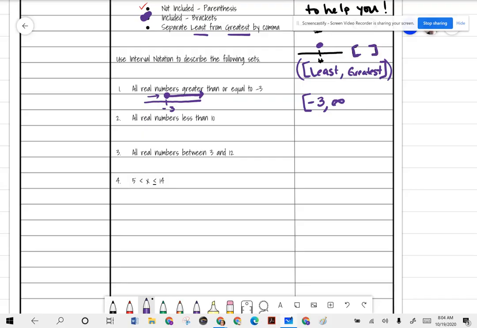But on infinity, you can never reach infinity. It's an idea, it's not a physical number. So you will always have parentheses with infinity.